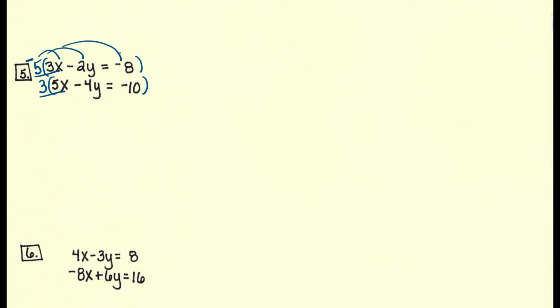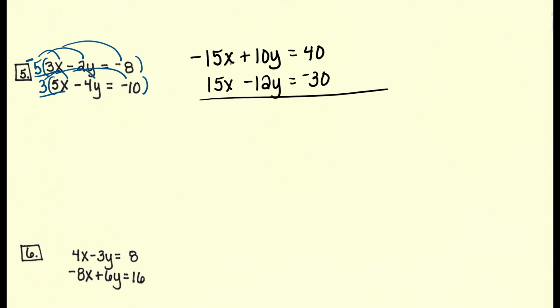Okay, let's distribute that negative through, and that's going to be -15x plus 10y is equal to 40. The bottom equation, I'm going to take the 3 through to all of those. That's going to give me +15x minus 12y is equal to -30. The 15 and -15 are going to eliminate. The y's, that'll be -2y is equal to 10. Divide by -2, and my y is -5.